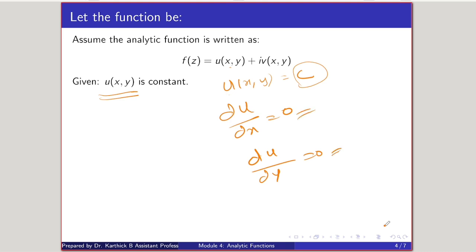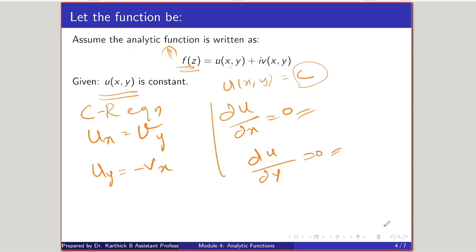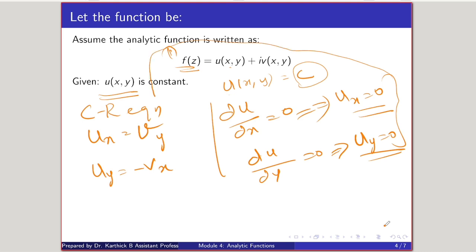Already we know that the function f of z is an analytic function, so it will satisfy the CR equations. The CR equations are ux equal to vy and uy equal to minus vx. This can be written with ux equal to 0 and uy equal to 0. If I use both of these in the CR equations, surely I will get vy equal to 0 and vx equal to 0.